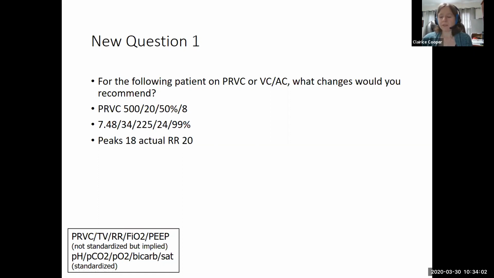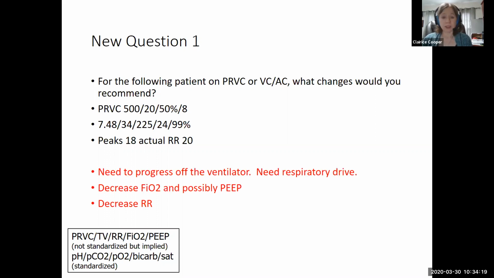So you might say, what do I have to do for this patient? Everything's great. Well, we always want to be progressing the patient, and so in this case, instead of thinking about fixing things, we should be thinking about progressing the patient. And so the problem with this patient is they are going to have no reason to breathe. Their oxygenation is more than adequate, and they're a little bit hypocarbic. So they're going to have no reason for any respiratory drive.